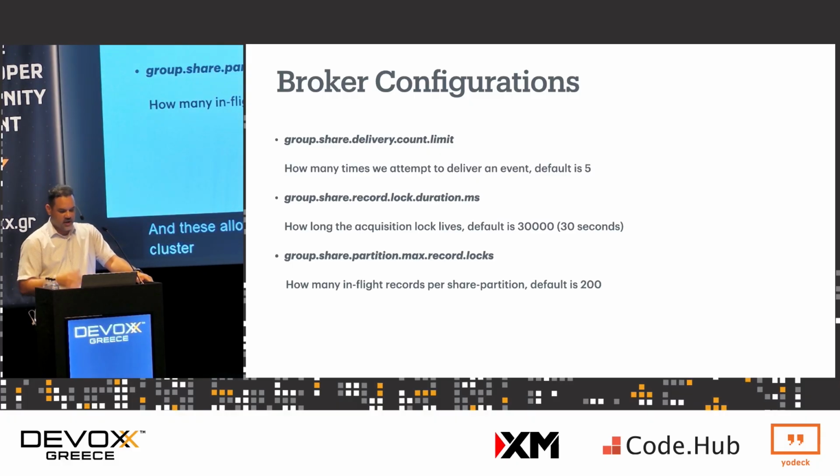So there's the delivery count limit, which by default is 5. That's how many times a message can transition from available to acquired before we exhaust the retry loop. The lock duration in milliseconds, that's the 30 seconds I was talking about. Whenever we go from available to acquired, that's how long that acquisition lock lives on the broker side, unless we tell it differently. And then the in-flight records window is the max record locks. That is the distance between the SPSO and the SPEO that we talked about.